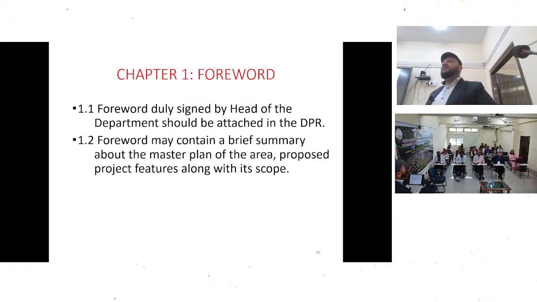The first chapter in any flood control project should be the foreword. This foreword, duly signed by the head of department, should be attached in the DPR. And it should be at different levels. The executive engineer's report, chief engineer's report, and superintending engineer's report are also required in the forwarding. The foreword may contain a brief summary about the master plan of the area and the proposed features along with scope. I mean, what will be the scope of the project.